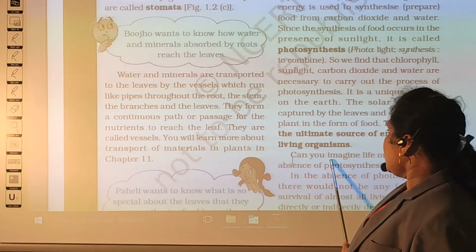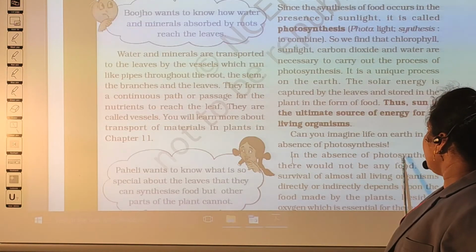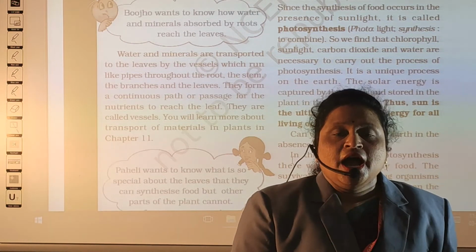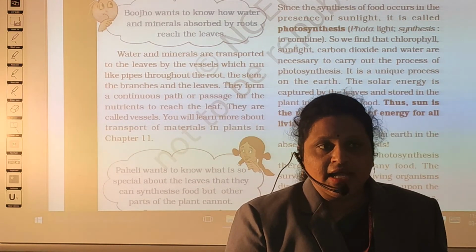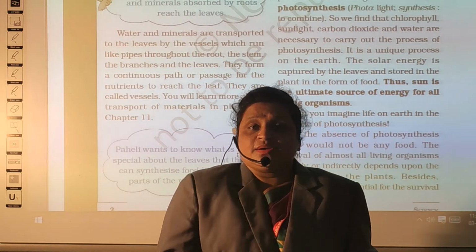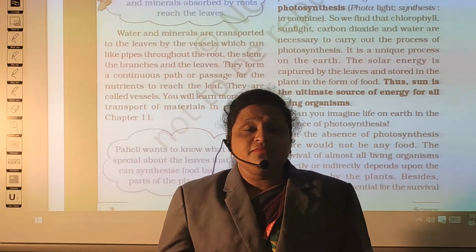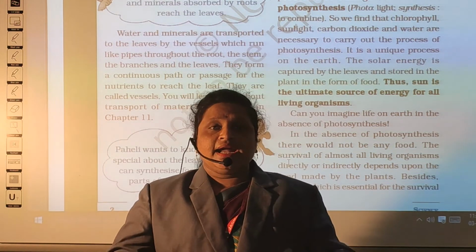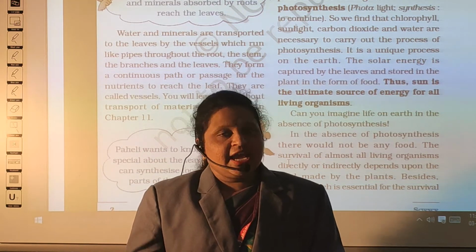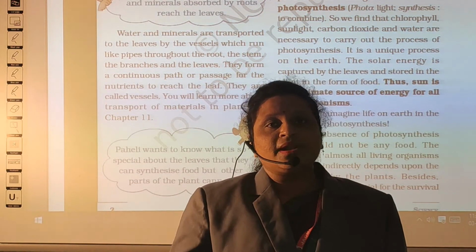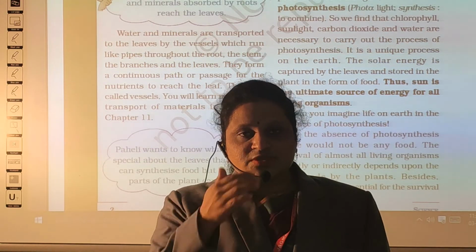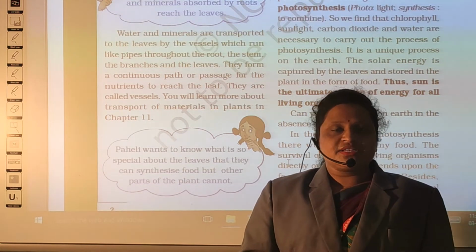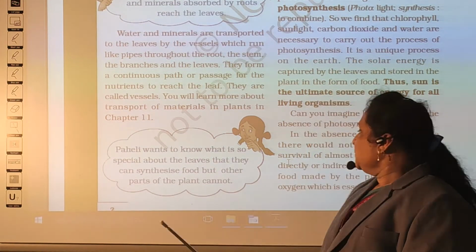So, can you imagine life on the earth in the absence of photosynthesis? If the photosynthesis process is not there, then plants will not grow, vegetables will not grow, and we can't eat delicious foods. Why? Because photosynthesis is the process that gives food for the plants. If sunlight is not there, how will the plant grow? How will the photosynthesis process happen? So we can't imagine our life without sunlight.